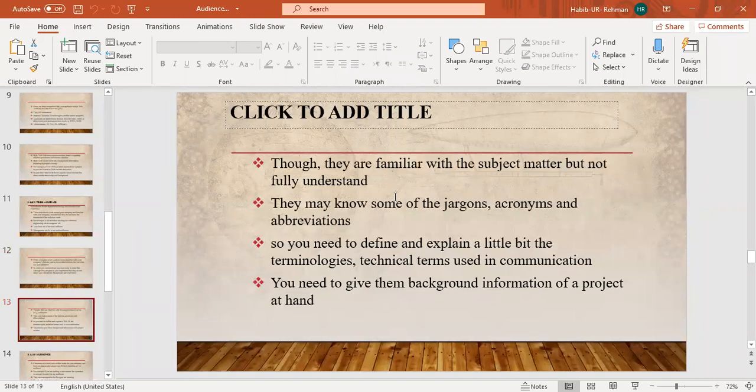provide them extra information, so that they can understand your point of view, so they can understand your writing, what you are communicating. So you need to define and explain a little bit the terms, technology and terminologies, in order to make the communication process easier. All right, so you also need to provide them extra background information about any project, because they are not familiar with those things, so you need to explain them.